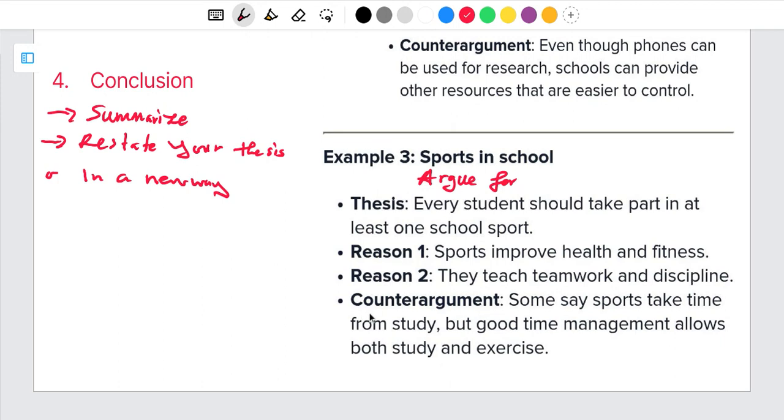And then when it comes to the part of counter argument, you can also say, some say sports take time from studies. Instead of you studying, you go and do sports, but you need to stand on your side. So when you say some say sports take time, without including the last sentence here, meaning to say you have gone now on to another argument. So you have to say, but good time management allows both study and exercise.